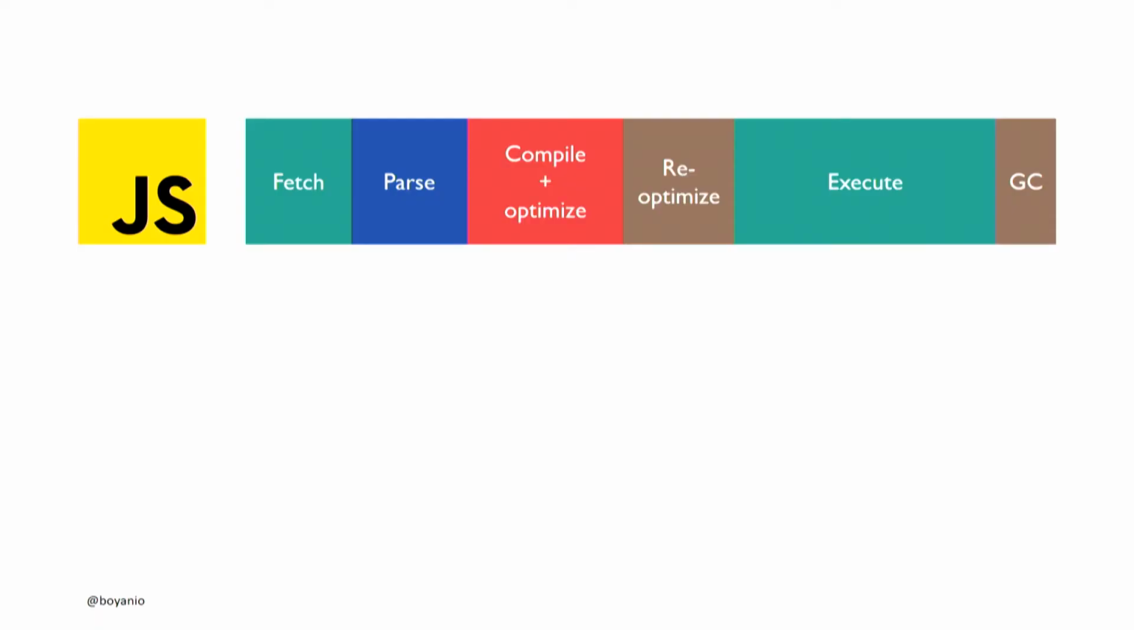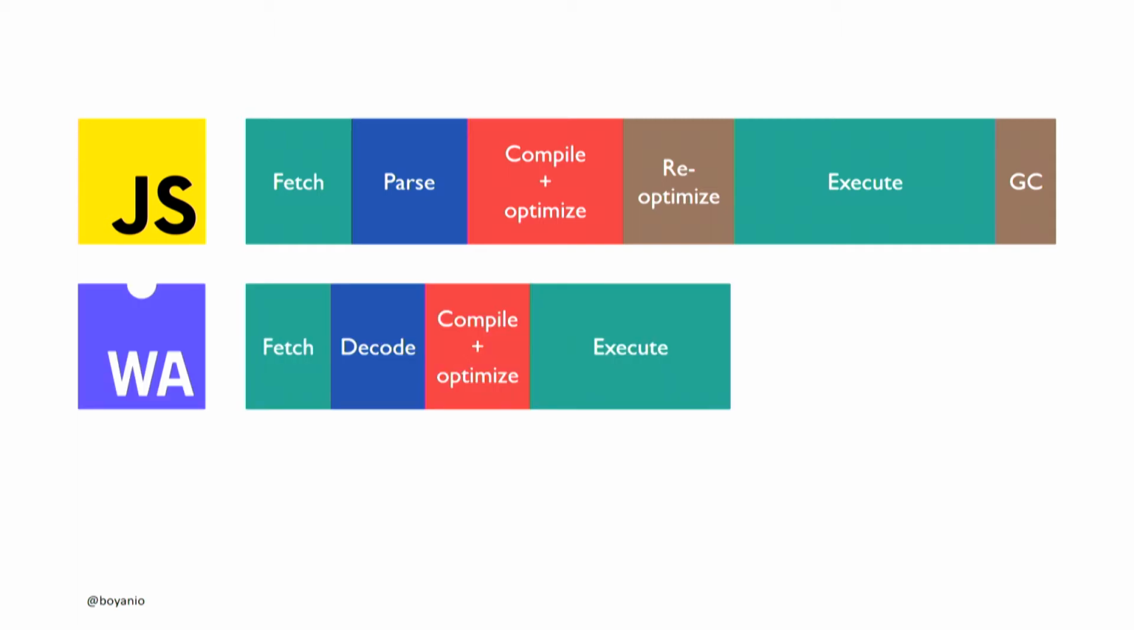So using all these heuristics or predictions about performance, this is the way virtual machines usually optimize your code. And then you have the execution phase, and afterwards you have the garbage collection. If we look at how the WebAssembly path will look, then it's going to be something like this.